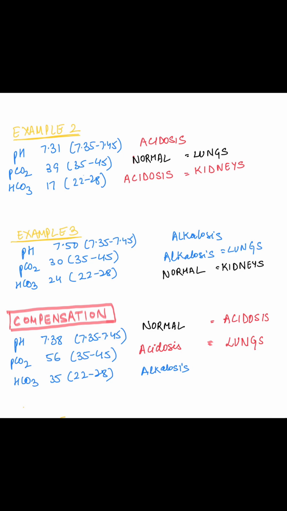Now we will look for whether this condition is partially or completely compensated. If pH is between 7.35 to 7.45, the condition is fully compensated. If pH is outside the range of 7.35 to 7.45, the condition is partially compensated. In this case, pH is 7.38. The normal range is 7.35 to 7.45. That means it is fully compensated. So this is a case of compensated respiratory acidosis.